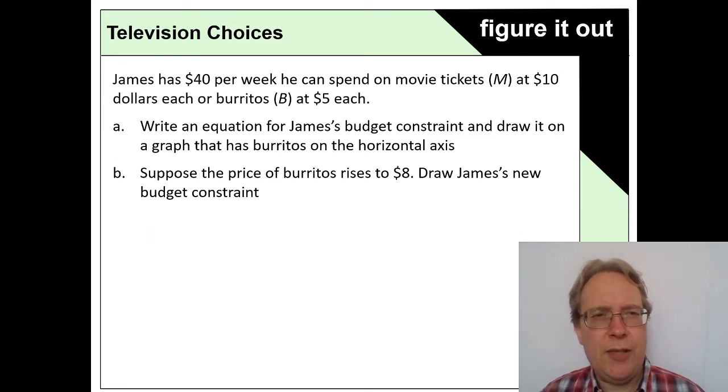Okay, so here's another example. Suppose that we have James. He has $40 or euros per week, and he has a consumption of movie tickets and burritos. Movie tickets cost 10, burritos cost 5. Question, what is an equation for the budget constraint? What does it look like? And what happens if the price of burrito changes to 8?